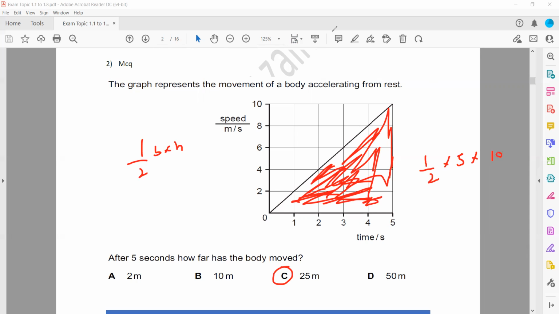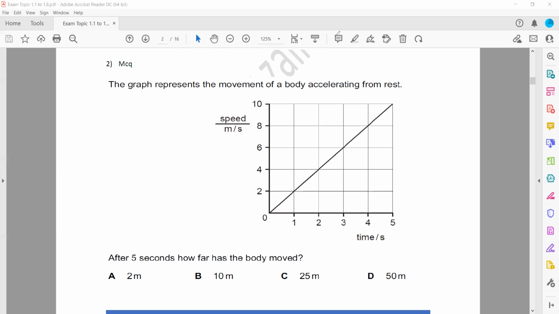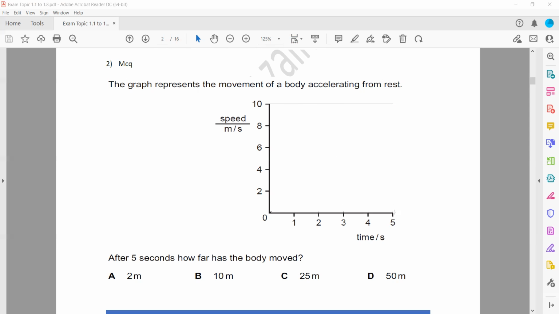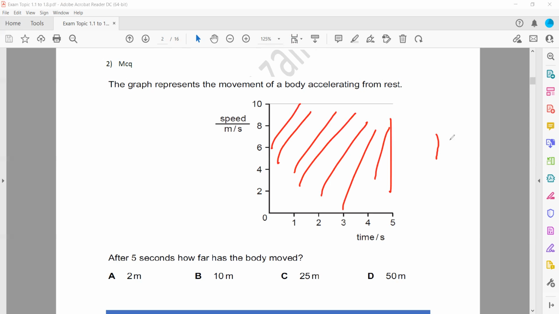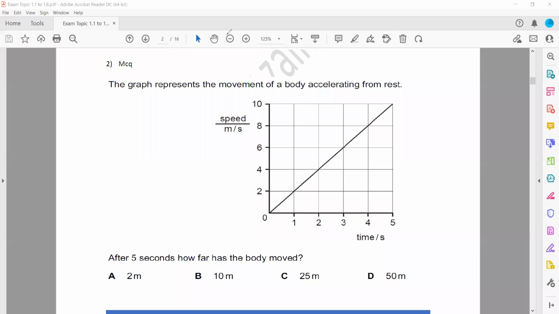If it was the same graph but with a horizontal line, as you can see here, then the area under the graph would be a rectangle. The area of a rectangle is length times width, so it would be 10 multiplied by 5, which equals 50. But because it's a triangle, it's half base times height.